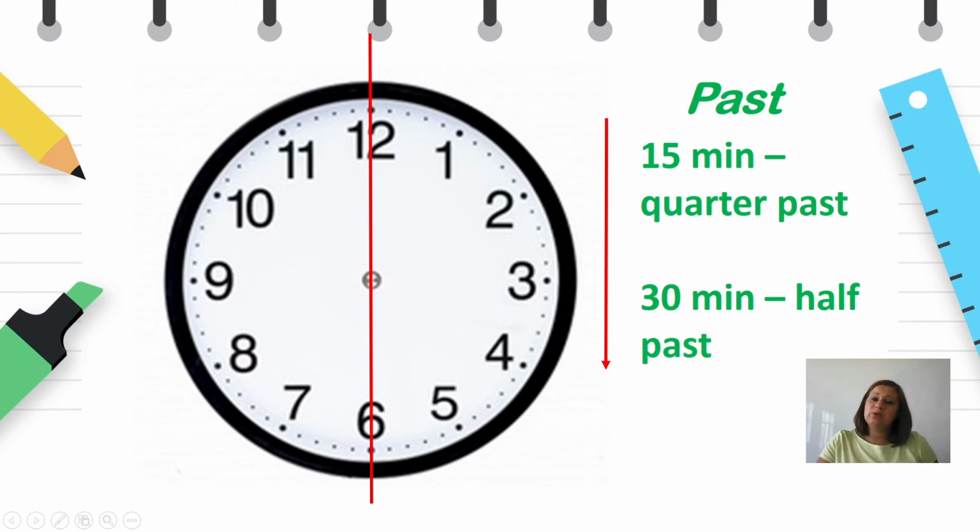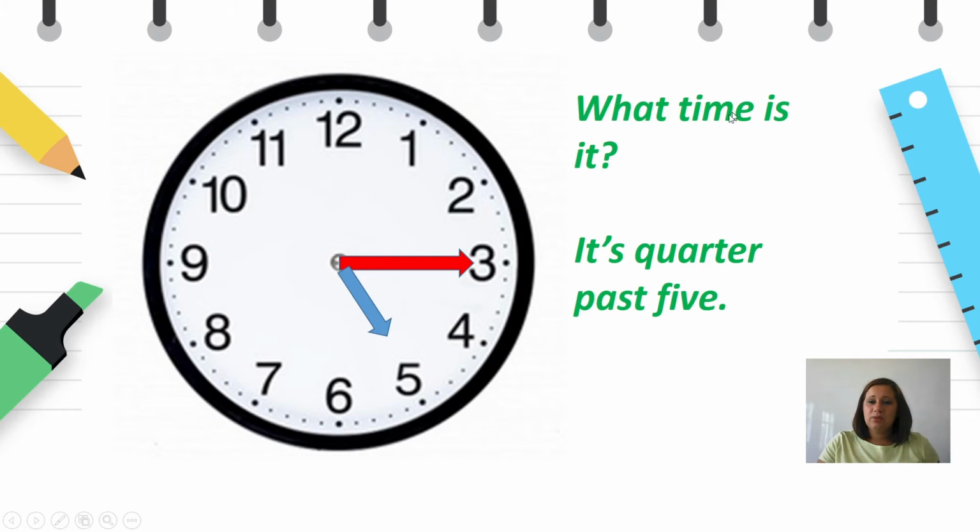Let's look at some examples. What time is it? So the big hand is at number 3 and the big hand shows us the minutes. So this means 5, 10, 15 minutes. But remember, we do not say 15, but we use the expression quarter. And then the small hand is at number 5, so we would say that it's quarter past 5.